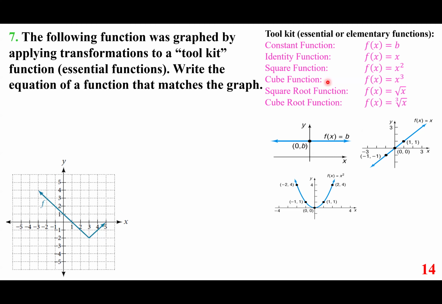The next one is the cube function, f of x equals x cubed. By the way, when you know the graph, you know everything there is to know about it. Meaning, if we go back to here, we should recognize, of course, 0, b is the y-intercept. The domain is all real numbers. The range is only one point, b. This one, the domain and range is all real numbers. This one, the domain is all real numbers, the range from 0 to infinity. So the graph tells you all the information.